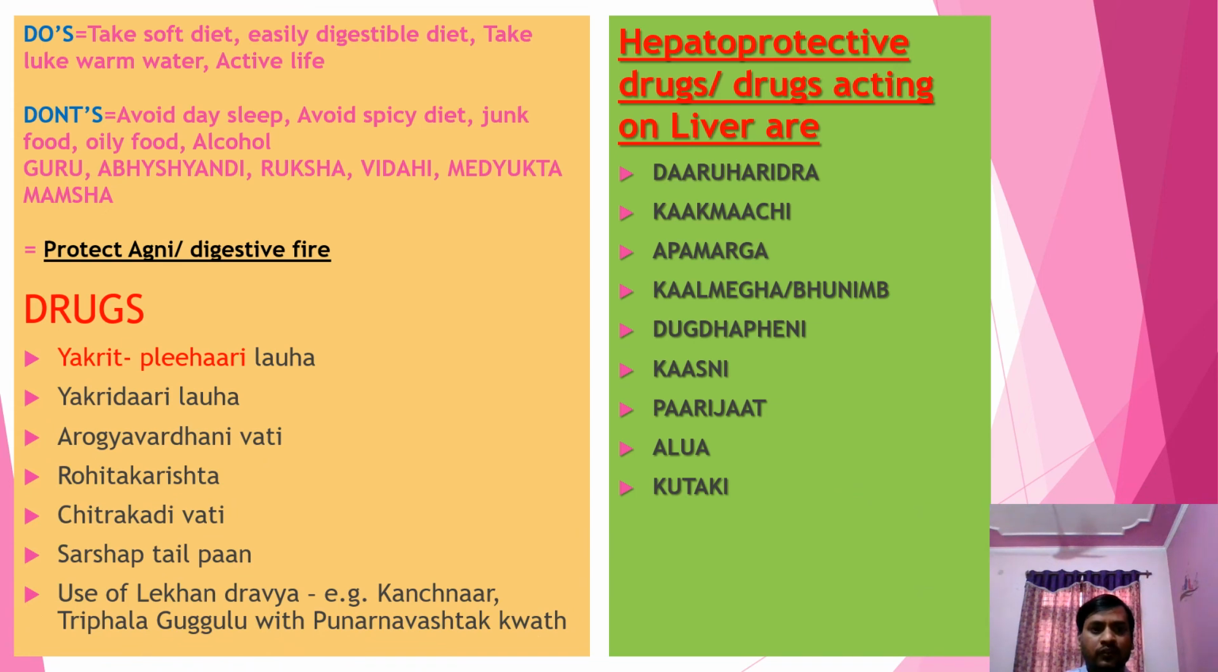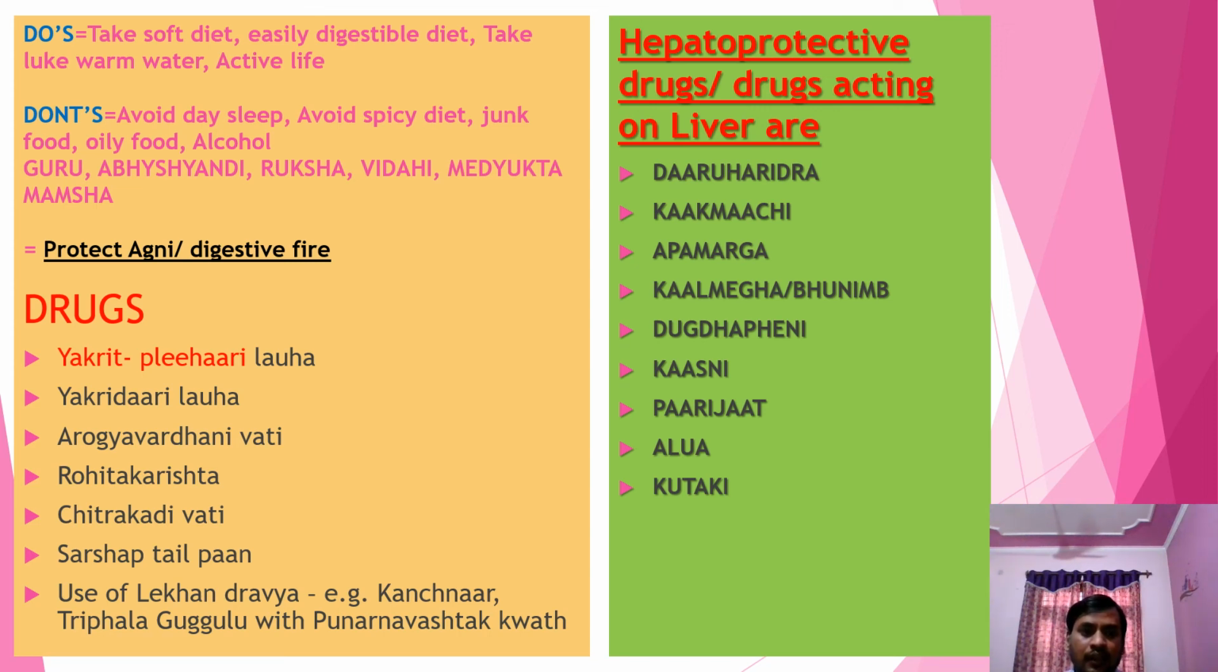The do's and don'ts in hepatomegaly. Do's: take a soft, easily digestible diet, take lukewarm water, and active lifestyle modification. Don'ts include: avoid day sleep, avoid spicy diet, junk food, oily food, alcohol, Guru Ahar, Abhishyandi Ahar, Ruksha Ahar, Vidahi Ahar, and Meda-yukta Mansa. The aim is to protect Agni, the digestive fire.